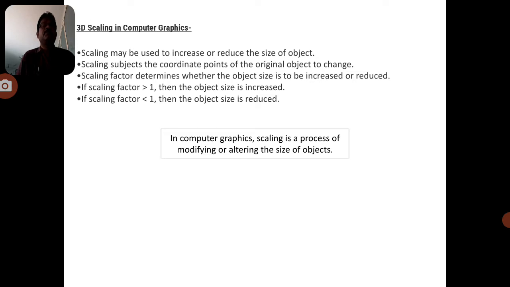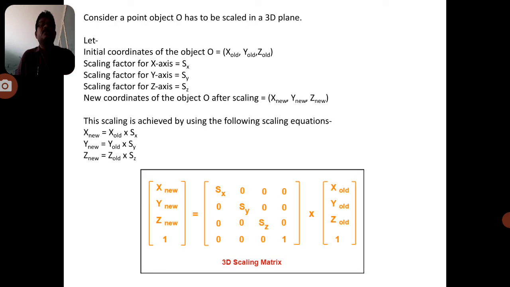Scaling may be used to increase or reduce the size of the object, and scaling also changes the coordinate points of the original object, and the scaling factor determines whether the object is to be increased or decreased. Now we are going to discuss the concept of scaling in detail.